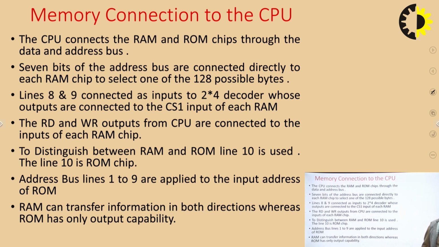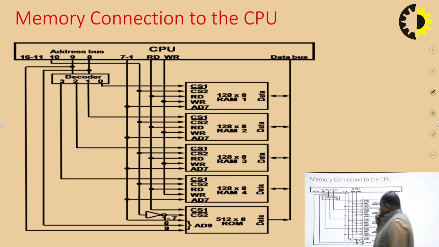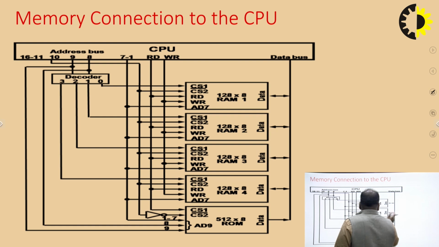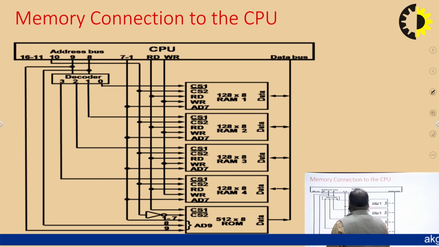To distinguish between the RAM and ROM, line 10 is used. Line 10 selects the ROM chip, and the address bus lines are 1 to 9. Okay, the RAM can transfer information in both directions, while ROM has only output capabilities. So RAM has both directions, while ROM has only one direction, which is output capability.